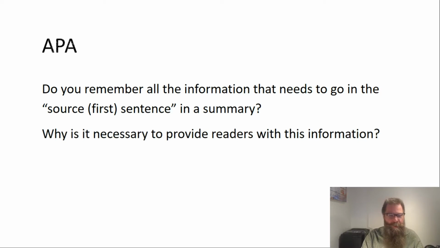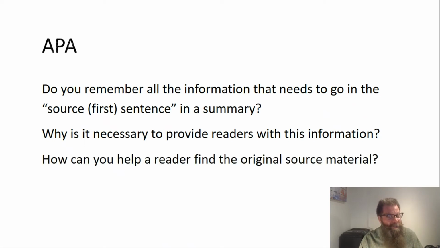So let me ask you another question. Why is it necessary to provide readers with this information? Well, one of the reasons is to show that, if you've taken an idea from another place, that it's not your idea. If you claim that it's your idea, it's actually illegal. It's plagiarism. So if you reference someone else, if you use their ideas or summarize their ideas, you've got to tell readers, look, this came from somewhere else. This is not my idea, or these are not my words.